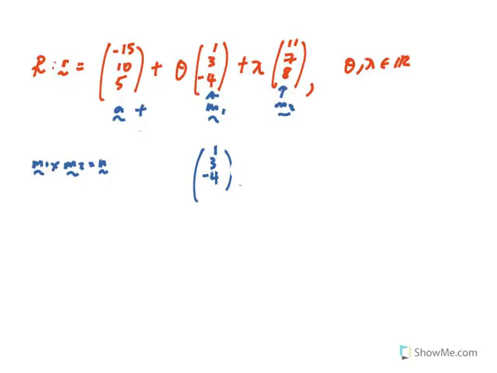Sorry, not plus. It's a vector product with 11, 7, 8. Okay, then this one will give us the normal vector to the plane. So I'll leave you to solve this by yourself. You will get 52, negative 52, and negative 26.